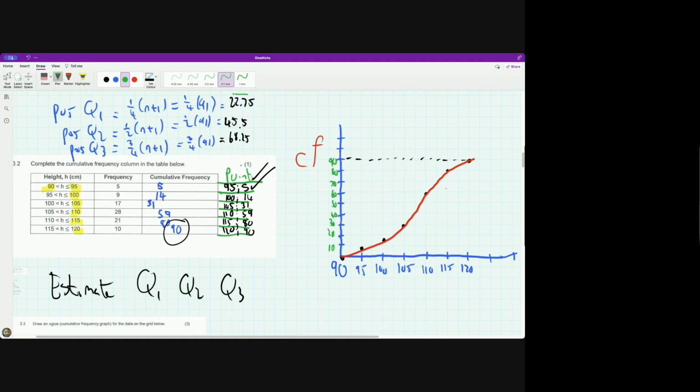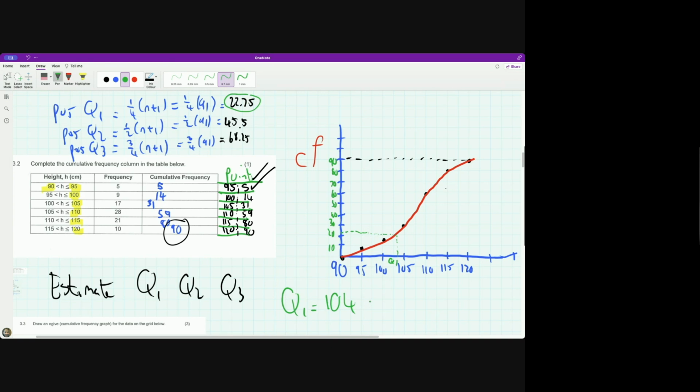22.75. Let's find Q1 first. What would my estimate for Q1 be? I think that looks like about 104.